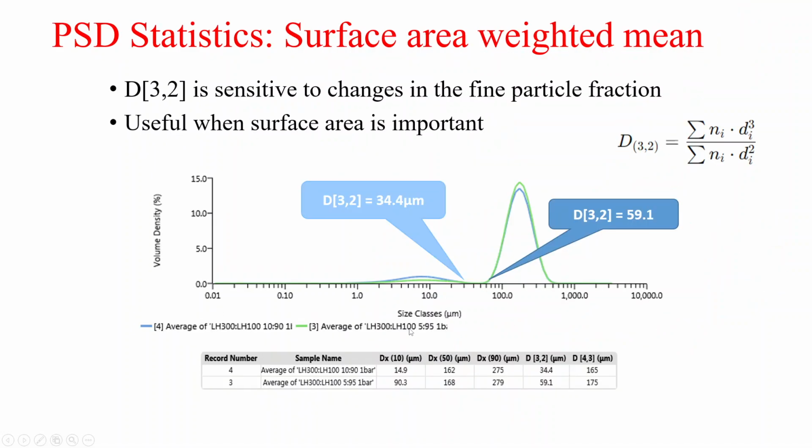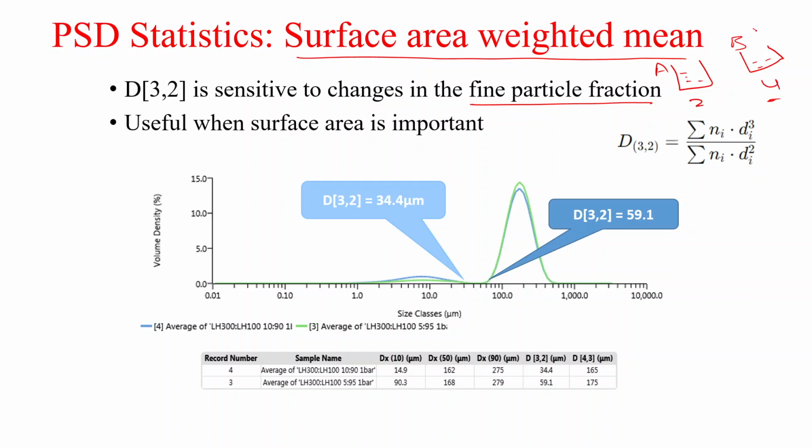Then comes the surface area weighted mean. Here it is sensitive to the change in the fine particle fraction. That means if we have samples A and B, and the D32 value of sample A is 2 and of B is 4, then sample B is having more small size particles. That is the meaning. And this is the formula. Now we'll see the calculation also in the coming slide. Then D10, D50, D90, D32, D43, all these values will come as a result in the instrument.